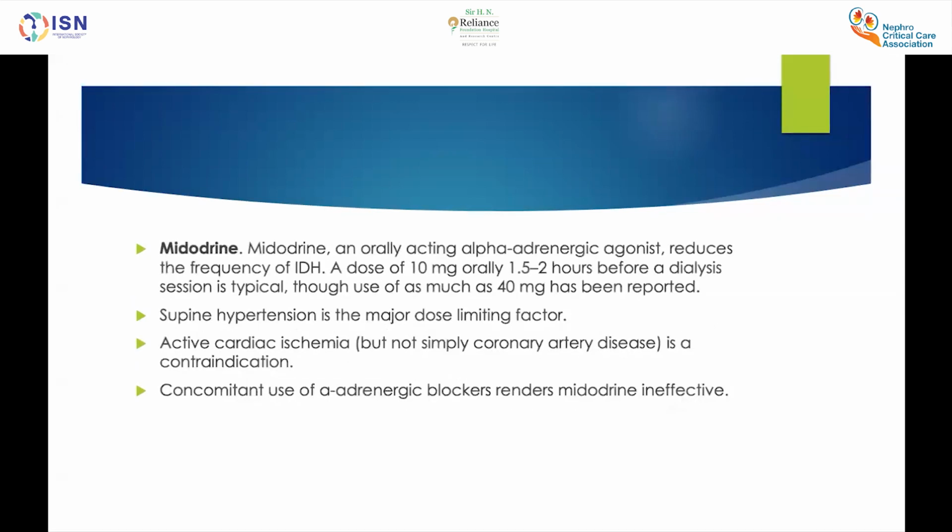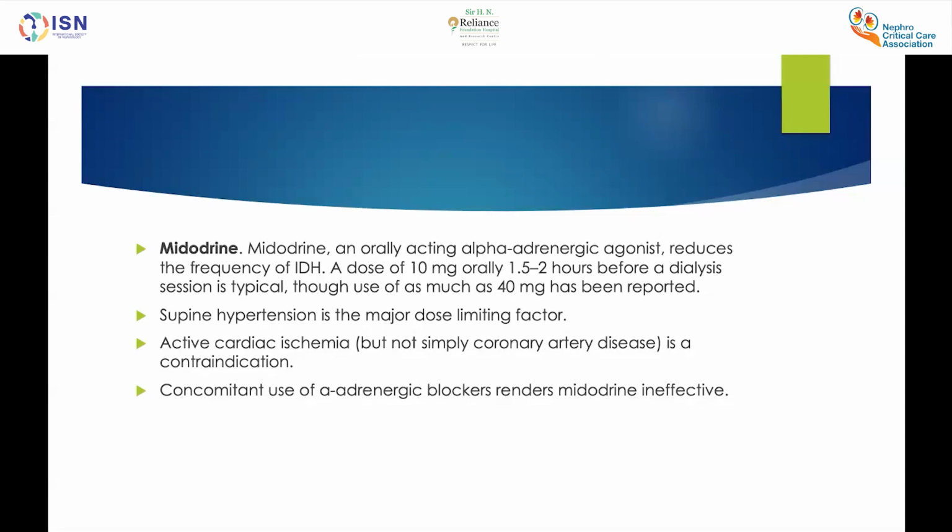Now, midodrine, which is an alpha adrenergic agonist, reduces the frequency of IDH. A dose of around 10 milligram, 1.5 to 2 hours before the dialysis session, is typical. But also we use it frequently in our renal patients, and a maximum of around 40 milligram of midodrine has been reported. Now, supine hypertension is the major dose limiting factor.